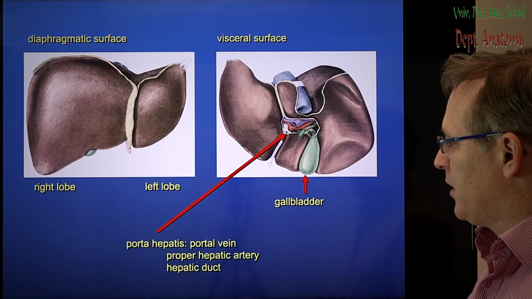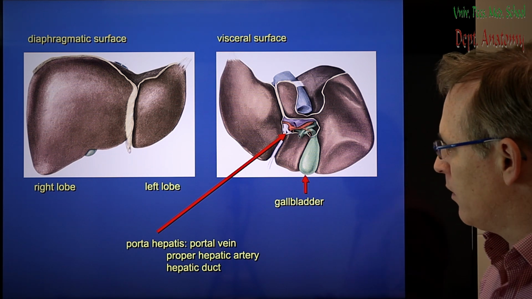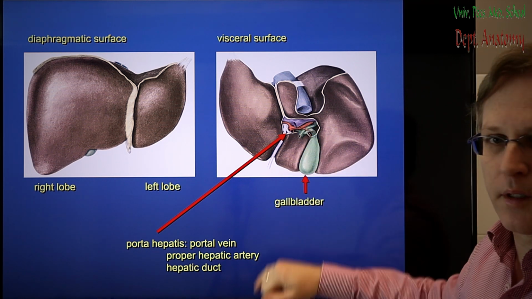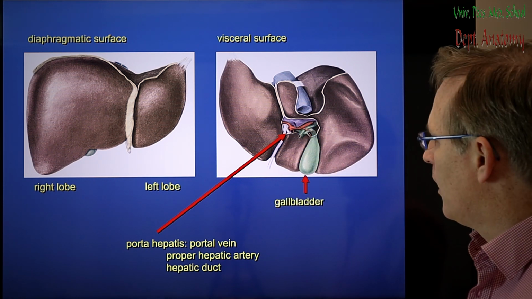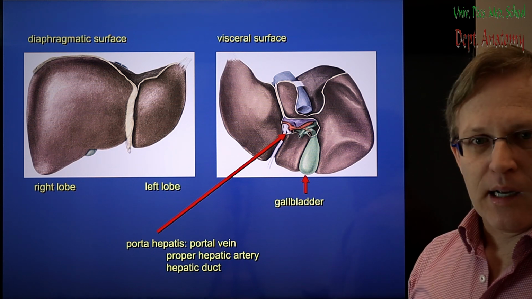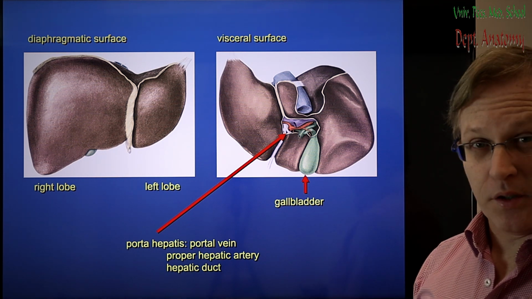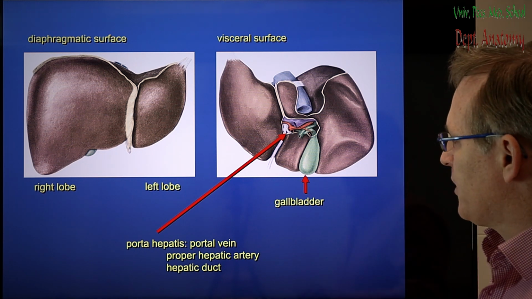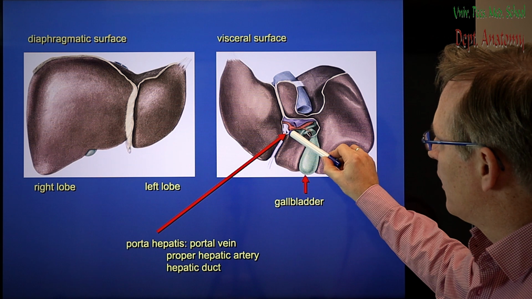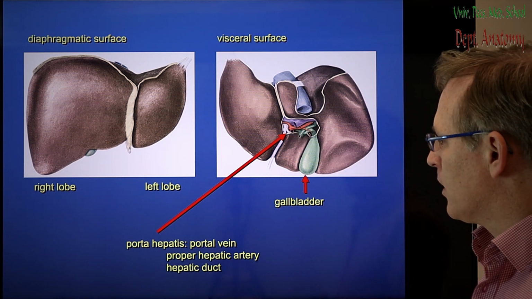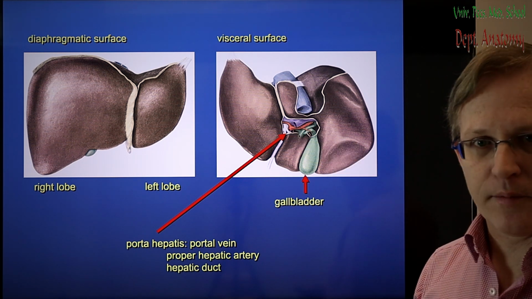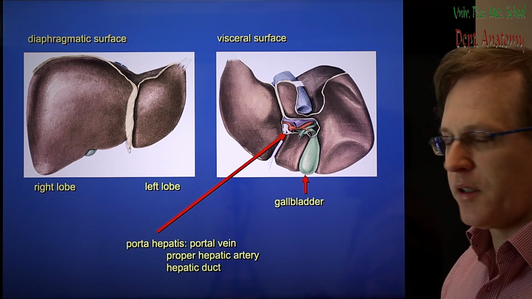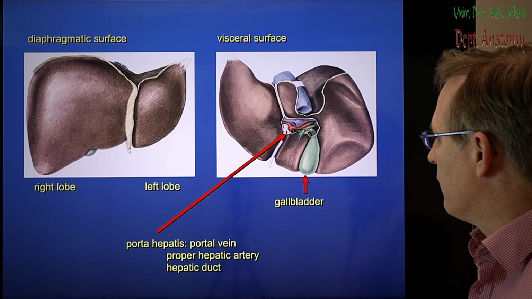The main structures of the porta hepatis are the following. In the middle of the porta hepatis we have a portal vein with purple color on this picture. The portal vein comes from the GI tract, comes from the stomach, the spleen and the small and large intestines. The smaller red structure will be the proper hepatic artery, which comes from the common hepatic artery of the abdominal aorta and carries the oxygenated blood into the liver.